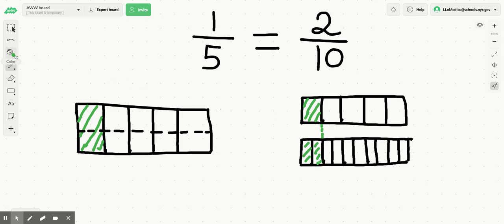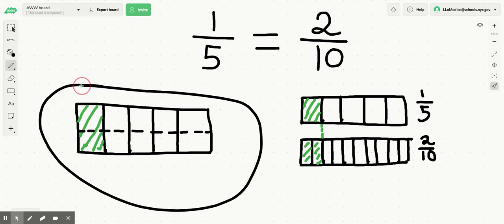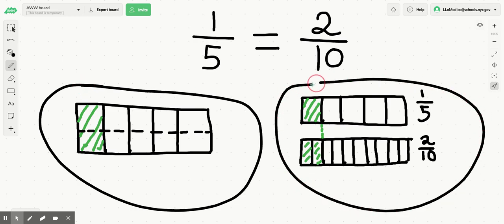Okay, and I'm going to label my work. So here in this model, this represents 1/5 shaded parts. After I divided the fifths in halves, 1, 2, 3, 4, 5, 6, 7, 8, 9, 10, I now have 10 equal parts, and 1, 2 of those tenths are shaded in. Okay, so this is one way to draw a model. This is another way to draw a model.